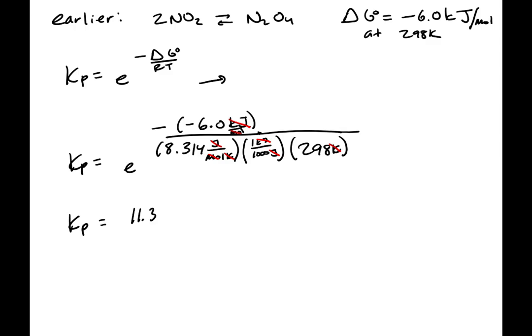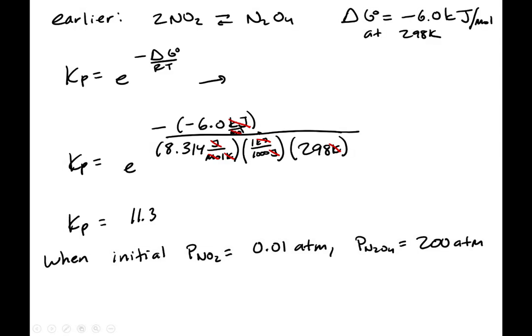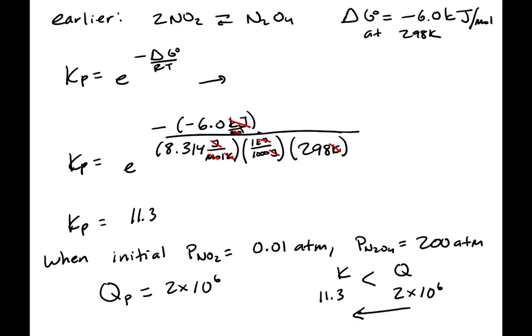Now I'll remind you that earlier we saw an example. In this example, we had an initial pressure of NO2 of 0.01 atmosphere and an initial pressure of N2O4 of 200 atmosphere. And we calculated that the Qp under these initial conditions was 2 times 10 to the 6th. And so if you were to compare the values of K and Q for this, what we have is that K is 11.3 for the reaction and Q is 2 times 10 to the 6th. The value of K is less than Q, because 11.3 is much less than 2 times 10 to the 6th. And so this reaction would shift to the left.